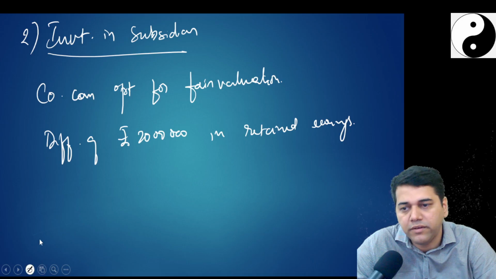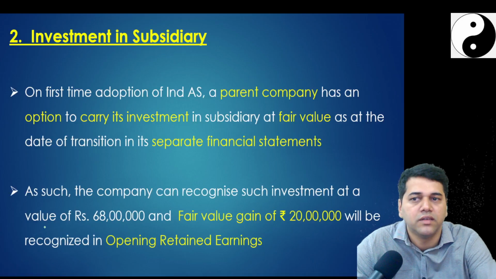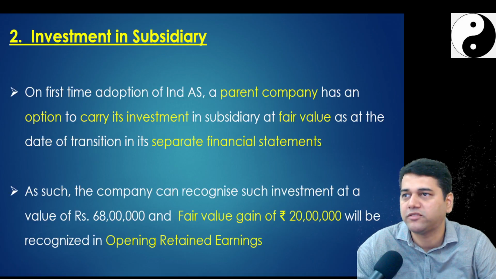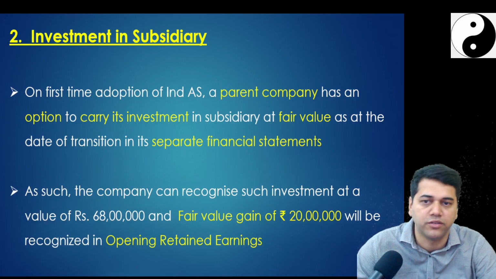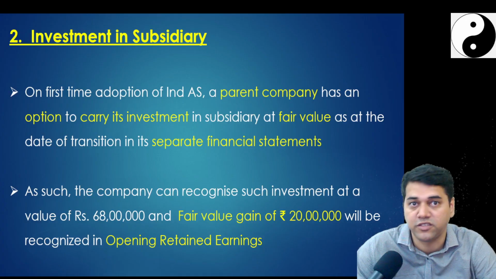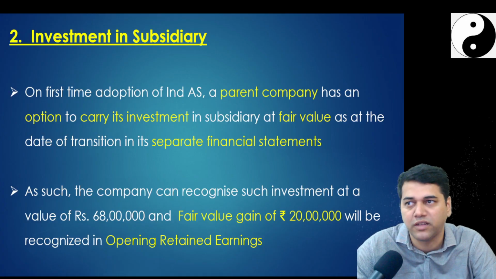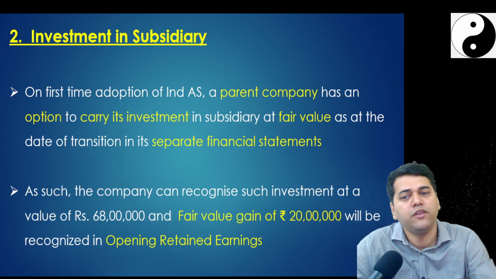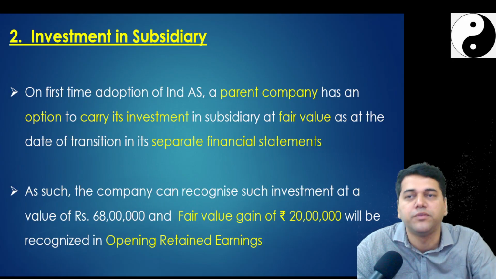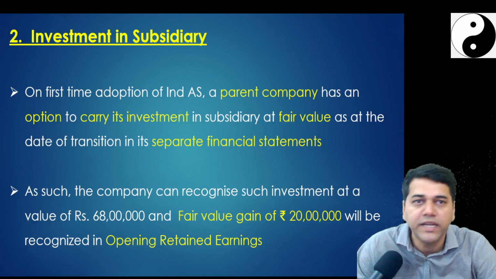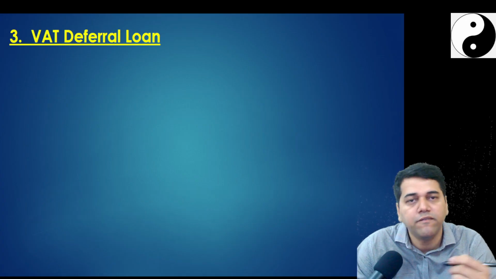Maybe a very detailed explanation like this. On first time adoption, the parent company has got an option to shift it to fair value in the separate financial statement, because in the CFS this question doesn't come into the picture. And you can take the fair value gain, the difference between 68 lakhs and 20 lakhs, to retained earnings. Next, VAT deferral loan.